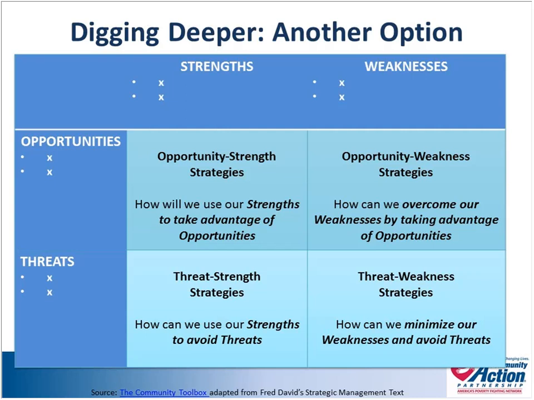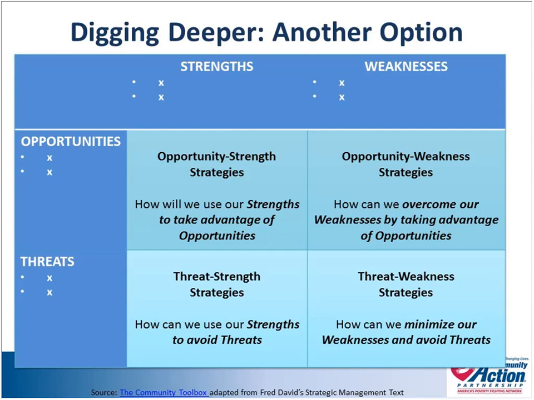So then this is actually a matrix from the Community Toolbox. It's adapted from the Fred David Strategic Management text, but it digs deeper and takes the SWOT and transitions it over into looking at some strategies. And it goes through and does kind of a double matrix almost, of your SWOT analysis. So you still look at your strengths, weaknesses, opportunities, and threats like you see around the corners of the box.